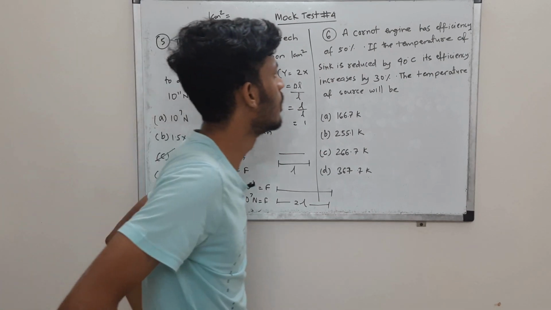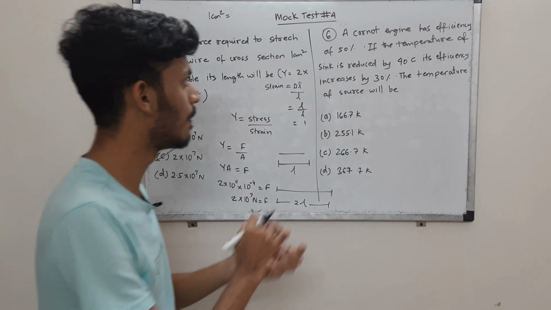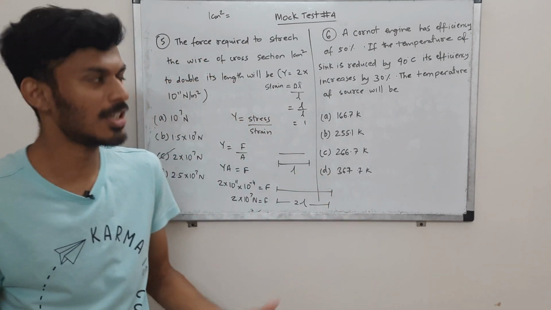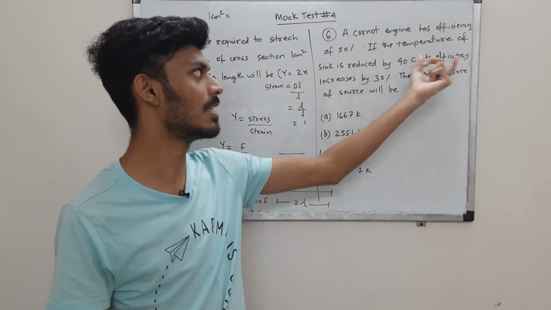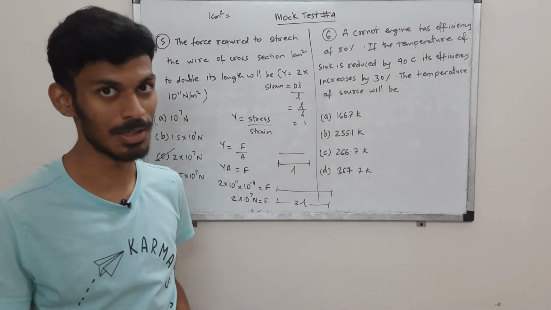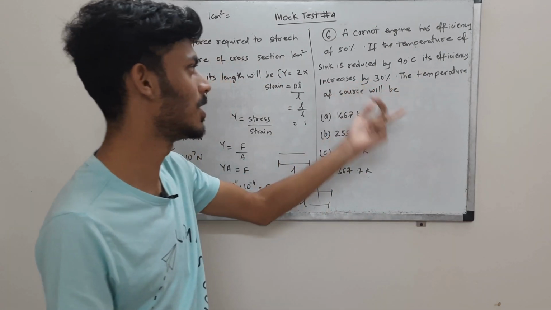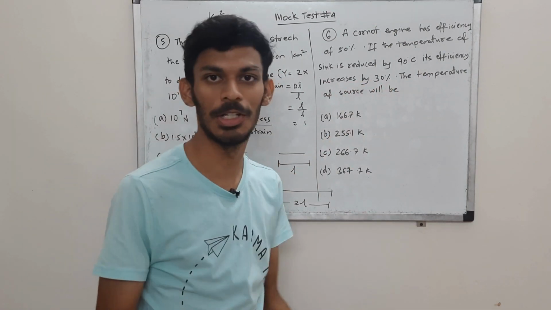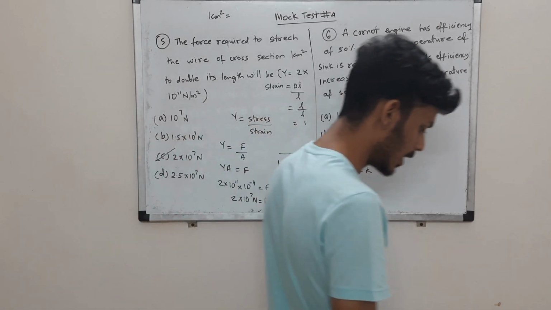Let's come to this one. Question number 6. We have a Carnot engine of efficiency 50%. Okay, so if the temperature of the sink is reduced, the efficiency is going to increase, you know it. So it's reduced by 40 degrees Celsius, and its efficiency increases by 30%. Okay, so pay close attention to the question. The temperature of the source will be, of course, the temperature of the source is not changed. So you are supposed to report the temperature of the source.